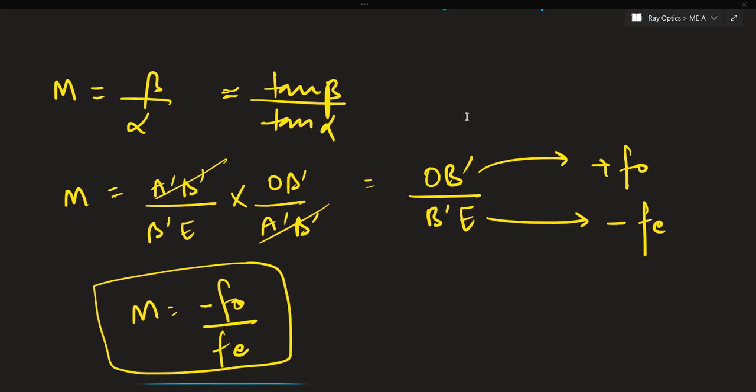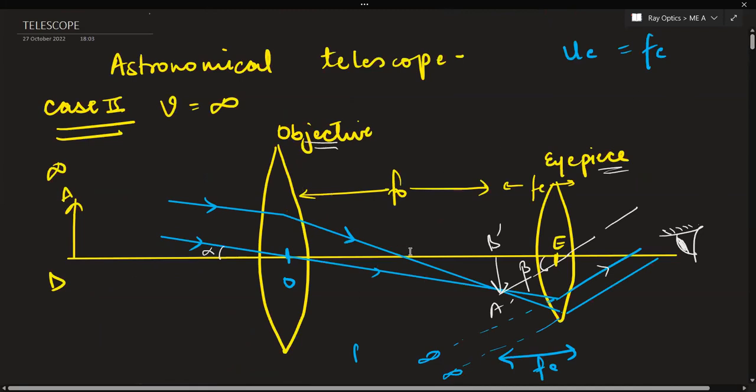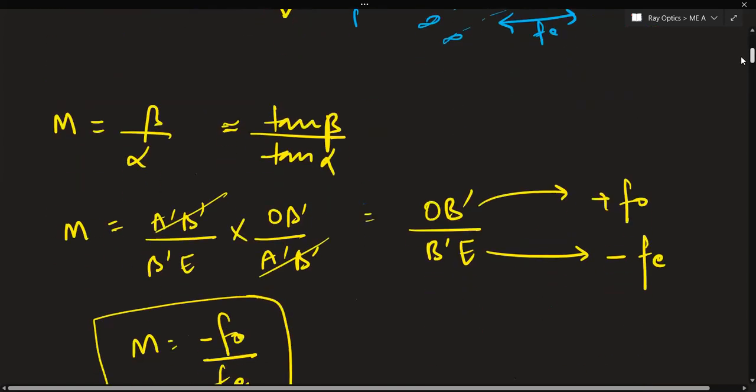F naught and FE, because see, for this lens, the objective lens, the focus is present where? Focus is present on the right side. According to the sign convention, this will be taken positive. But this focal length for the eyepiece is the first principal focal length. So the first principal focus will always be negative because it is lying in front of the lens. For the objective, this is falling behind, and for the eyepiece, this is falling in front of it. That's why we have taken the opposite sign conventions.